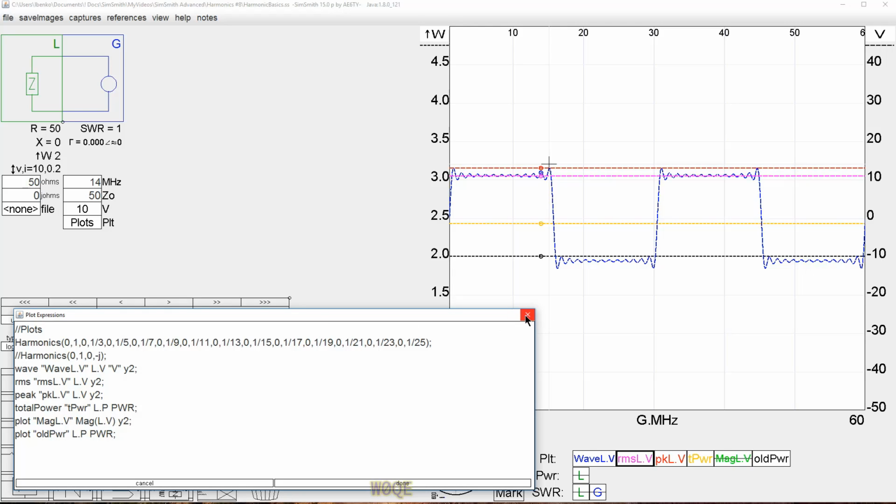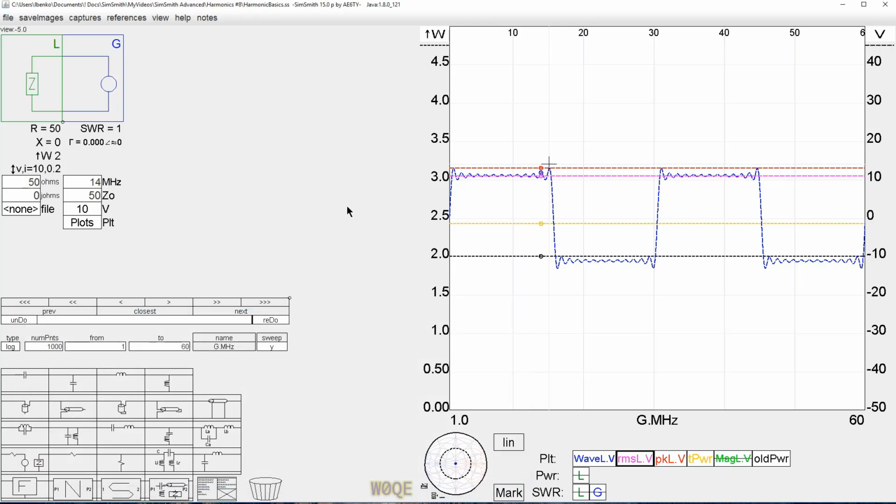Now, at this point in time, I had a real concern about, well, I've got a fundamental and I've got harmonics, but how does sweep apply? So we need to look at another example real quickly to see how sweep applies.